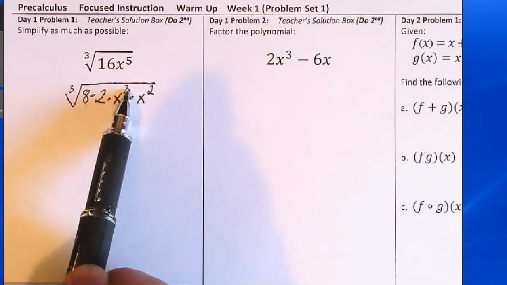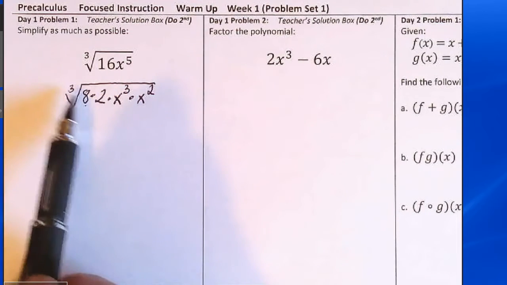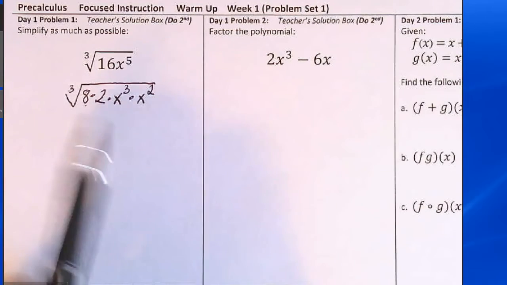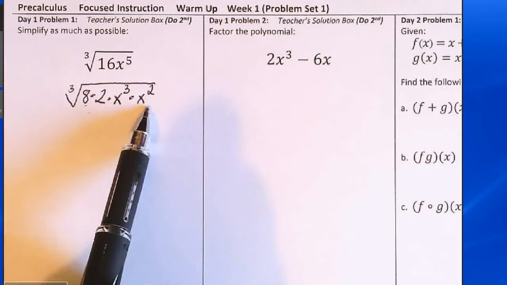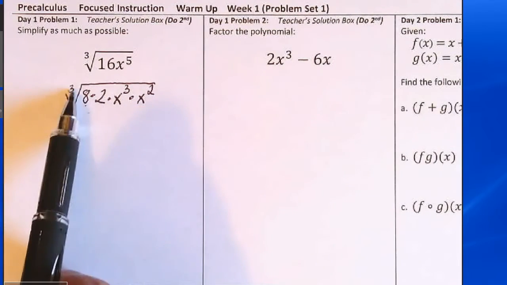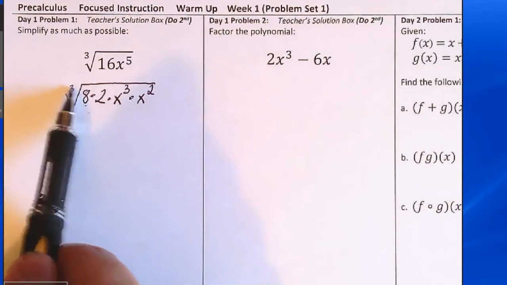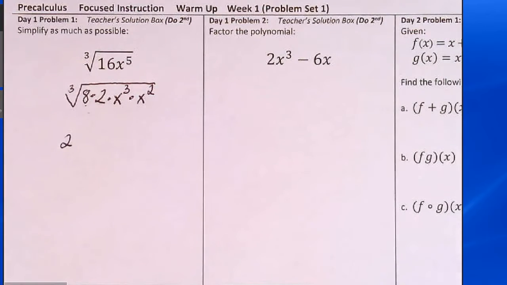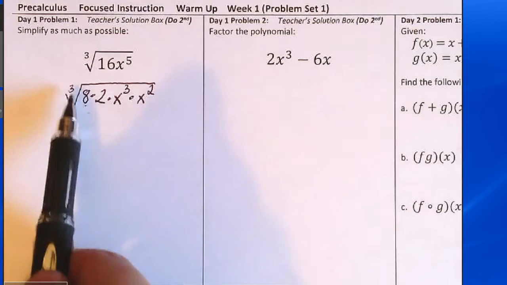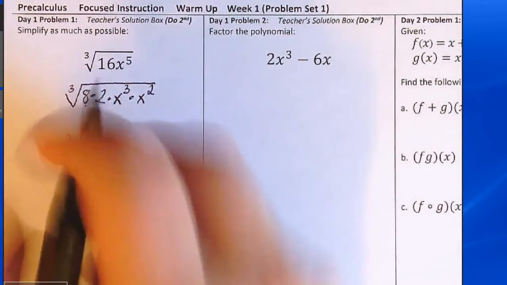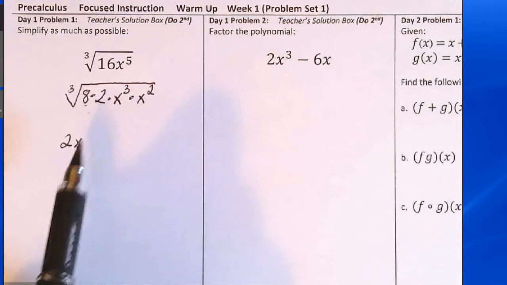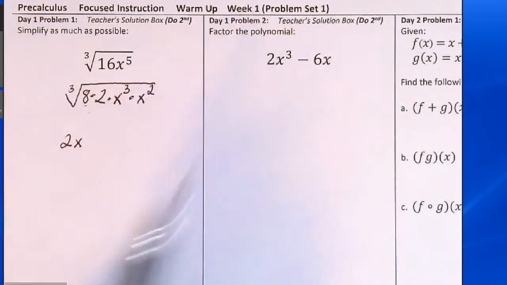X to the third power is a perfect cube, meaning you can take the cube root of it and get a nice result. So now that we've rewritten the expression like this, we can take the cube root. The cube root of 8 is 2 because 2 cubed is 8. 2 times 2 times 2 is 8. The cube root of x cubed is x because x times x times x is x cubed.